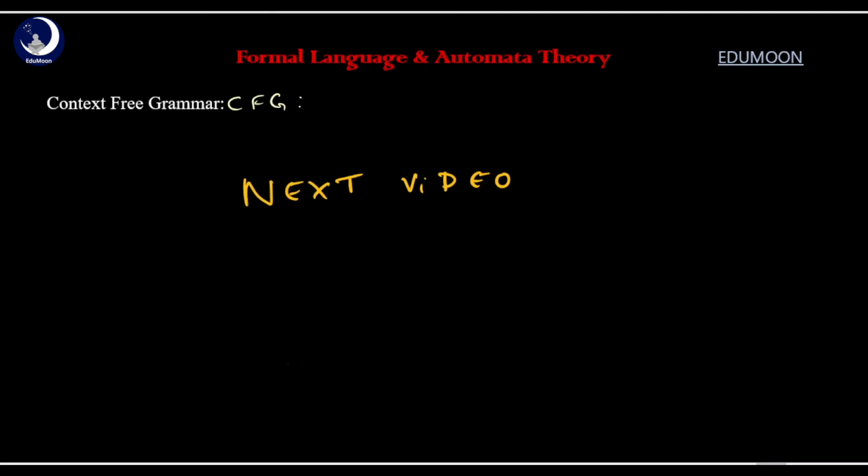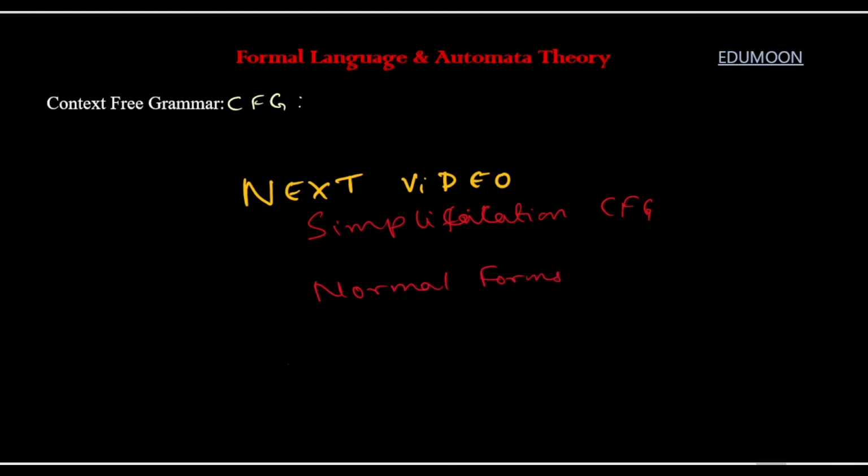So in the next video, we'll follow with the other topics of the CFG chapter. We'll be seeing the simplification of the context-free grammar. There are some rules which should be followed for the simplification, and the normal forms, which are really important in this chapter. There are two normal forms, CNF and GNF. So we'll go with these topics in the next video.